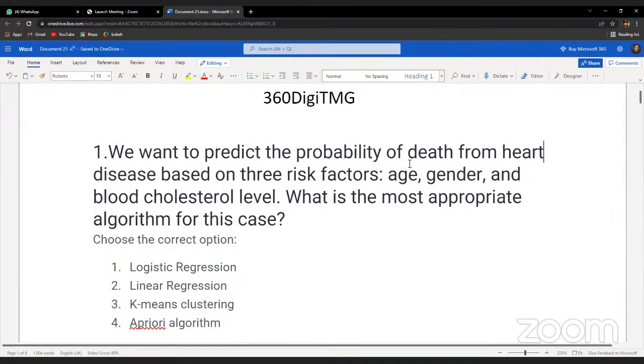Among these options, which might be the best regression technique to check heart disease based on the three factors? If anyone knows the answer, ping me in the chat box, and we'll discuss the answer within a minute.